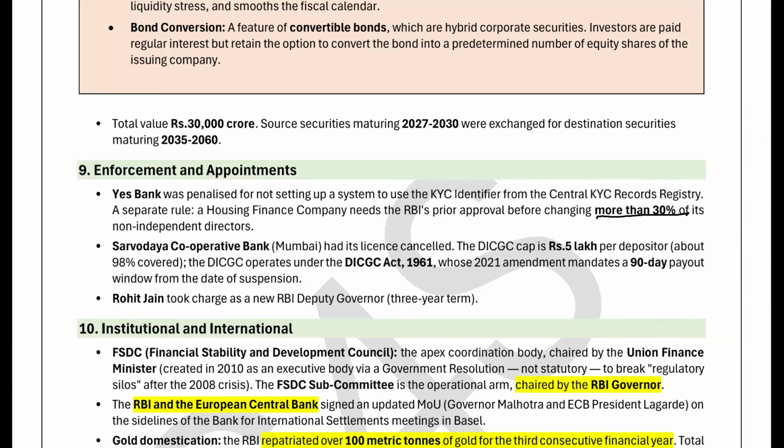Second news, which is related to the enforcement and appointments, is Sarvodaya Cooperative Bank, which is Mumbai, had its license cancelled. The DICGC cap is rupees 5 lakh per depositor, about 98% covered. The DICGC operates under the ये सब history है, पढ़ लेना, ठीक है? ये सर्वोदय कोऑपरेटिव बैंक 98% has been covered.